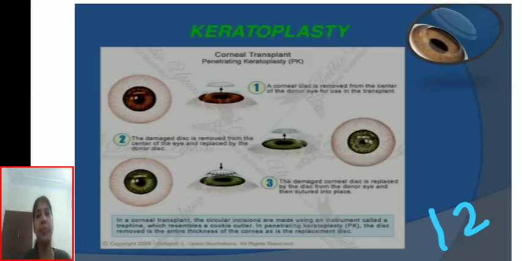Now this topic, corneal opacity, is complete, but corneal opacity is a part of corneal ulcer. The next time we discuss the topic of corneal ulcer.